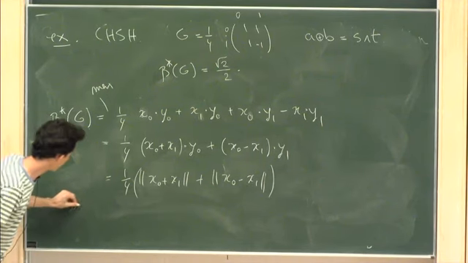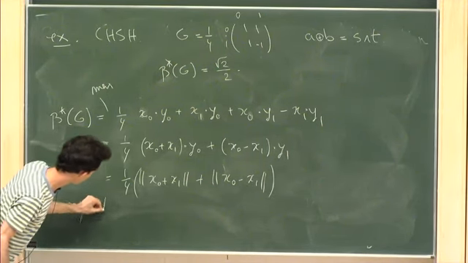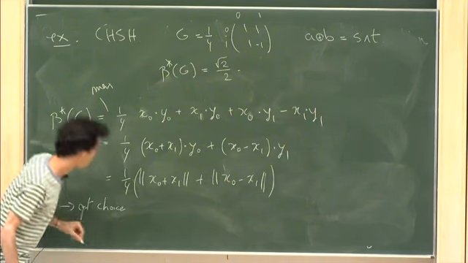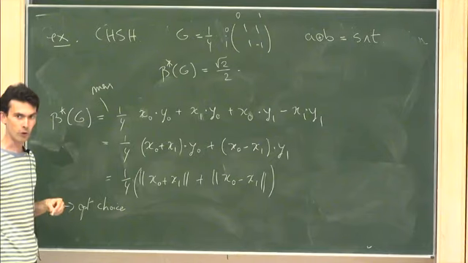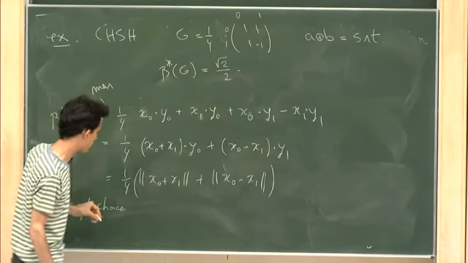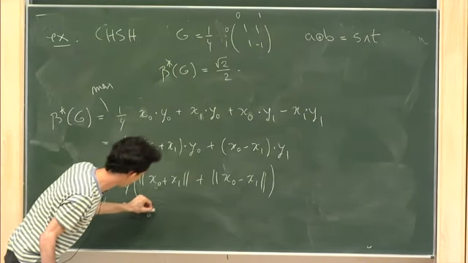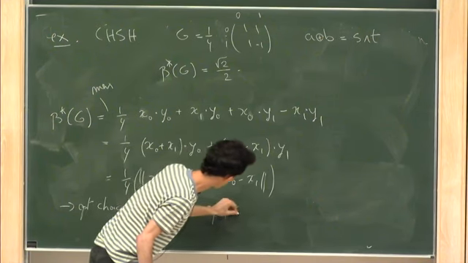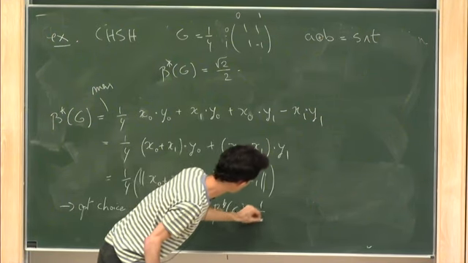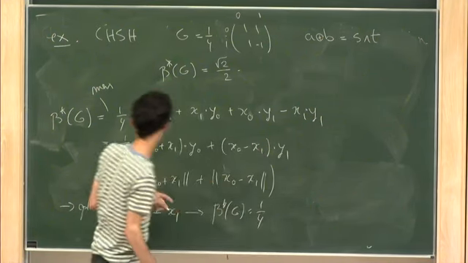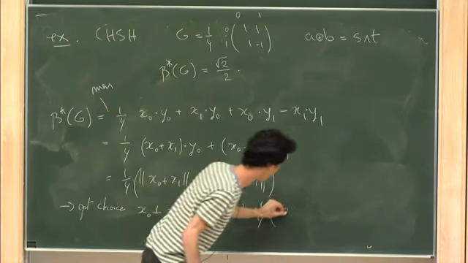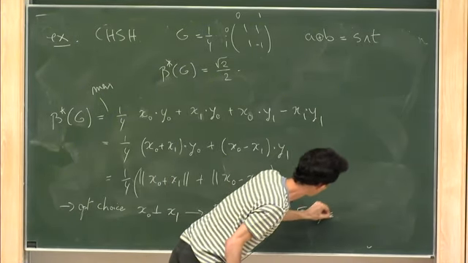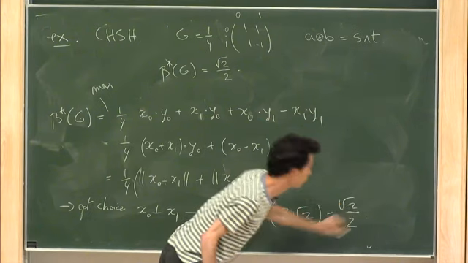So what's the optimal choice here? Well, clearly x0 and x1 should be orthogonal vectors. This is what's going to maximize this expression here. So x0 orthogonal to x1. And in that case, we'll get that the bias is a quarter times, and this will be root 2 and this will be root 2, so I get 2 root 2. So we get root 2 over 2, right?